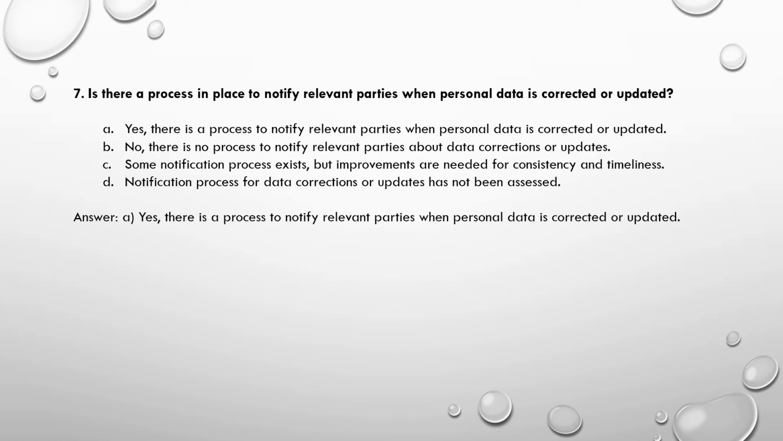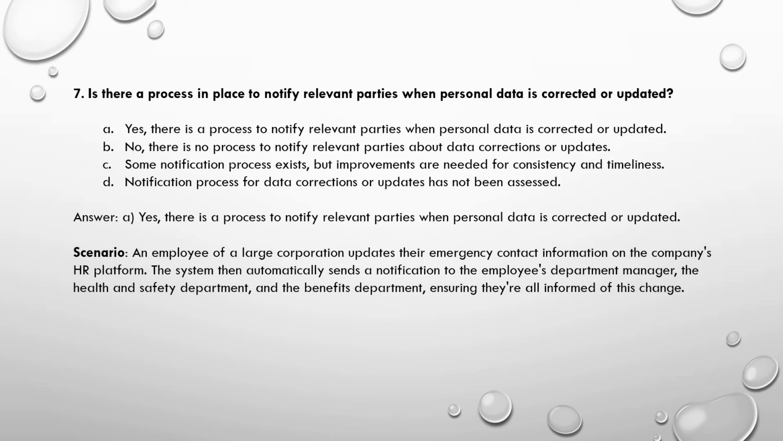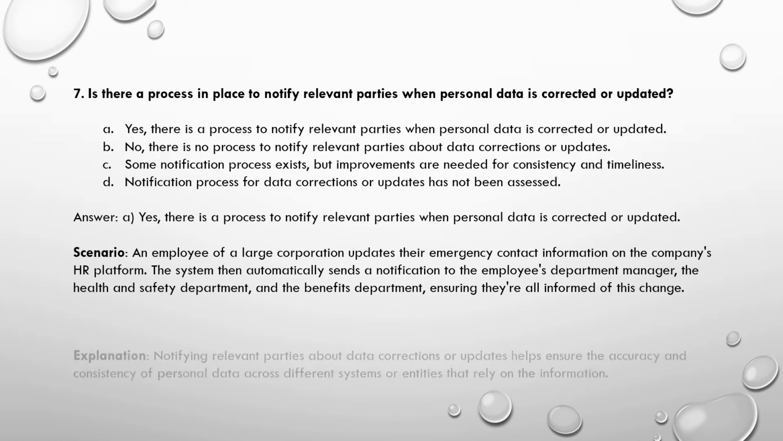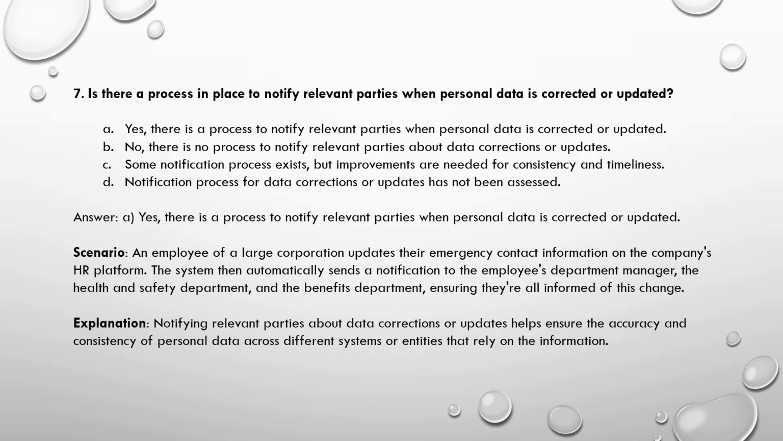Let's understand from the scenario. An employee of a large corporation updates their emergency contact information on the company's HR platform. Right. The system then automatically sends a notification to the employee's department manager, the health and safety department, and the benefits department, ensuring they are all informed of this change. Right. And the explanation here is notifying relevant parties about data corrections or updates helps ensure the accuracy and consistency of personal data across different systems or entities that rely on the information. Right? Next.